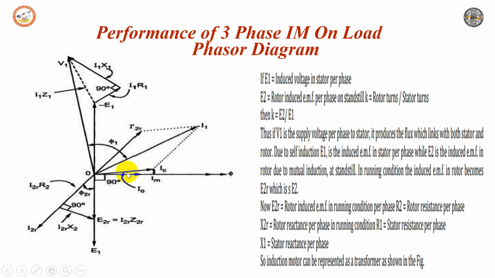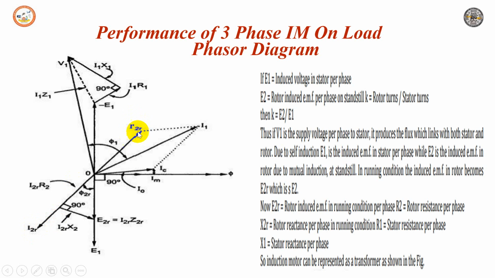So we always know that IM, the magnetizing current which magnetizes the core, is always in phase with the flux. So this is IM. IC is the core component which is perpendicular to this IM. The resultant of IM and IC is I naught. And now we know that the stator current I1 is the resultant of this I naught and the I2R dash. So if you reverse this I2R, it becomes I2R dash referring to primary. So dash refers to primary.